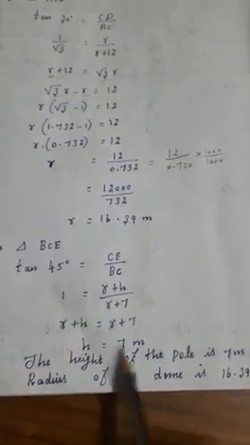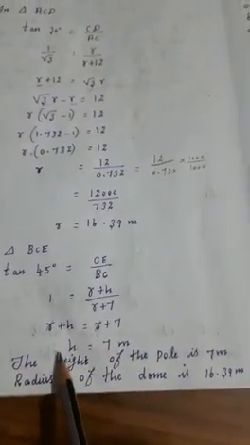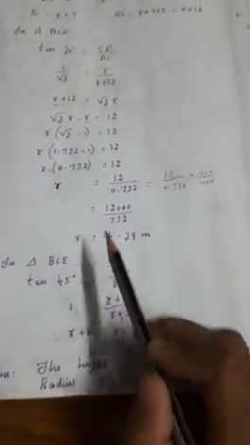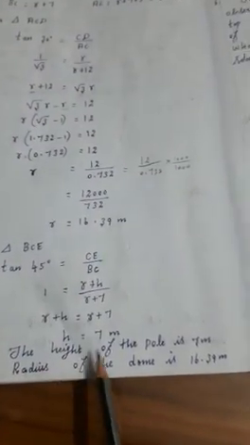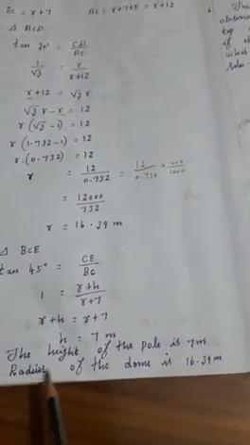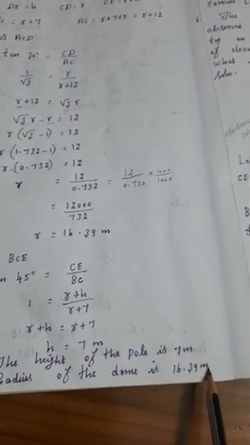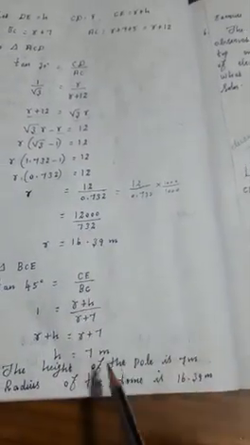This height means the height of the flag pole only. Okay, so you have got the height and you have got the radius. So the answer you have to write: the height of the pole is 7 meter and the radius of the dome is 16.39 meter. Okay, so these two answers only. Thank you.